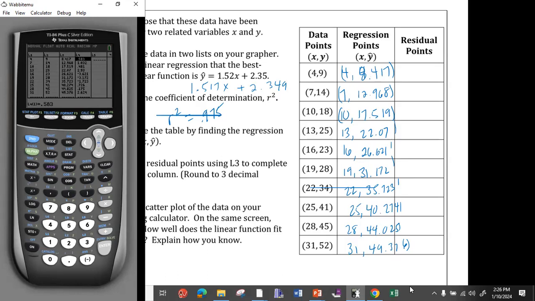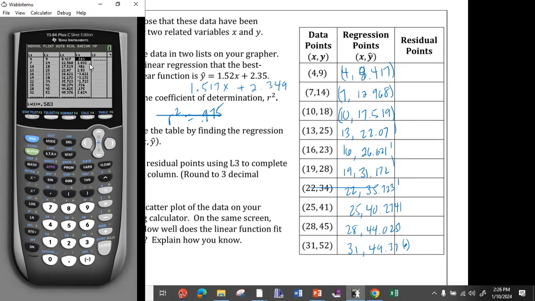The L4? Yeah. So for L4, remember, that's just finding your residual, and your residual is your actual minus your predicted. So for us, that's our L2 minus our L3. So you literally just go second 2 minus second 3, and then it'll calculate it for you. And now you have the residuals for each one. So at 4, the residual is 0.583.